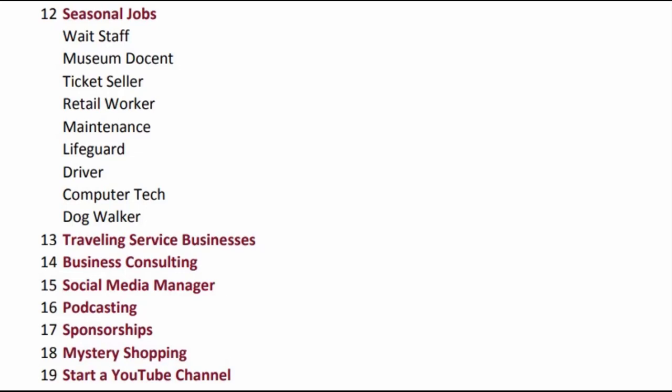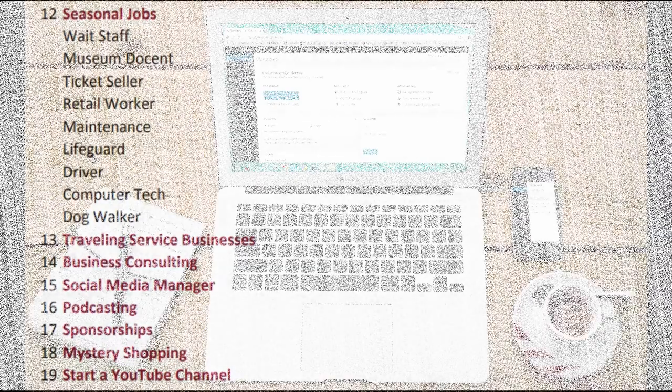Job type number 18 is how I make all of my fuel money for my RV through mystery shopping. And finally, job type number 19 is what you're watching right now, a YouTube channel. So these are all things to give you ideas about how you might be able to make a living as you travel across the country. I've mixed and matched several of them. And like I said, this is just a list, but I have full training for each of these different 19 categories within the Solo Traveler membership community.